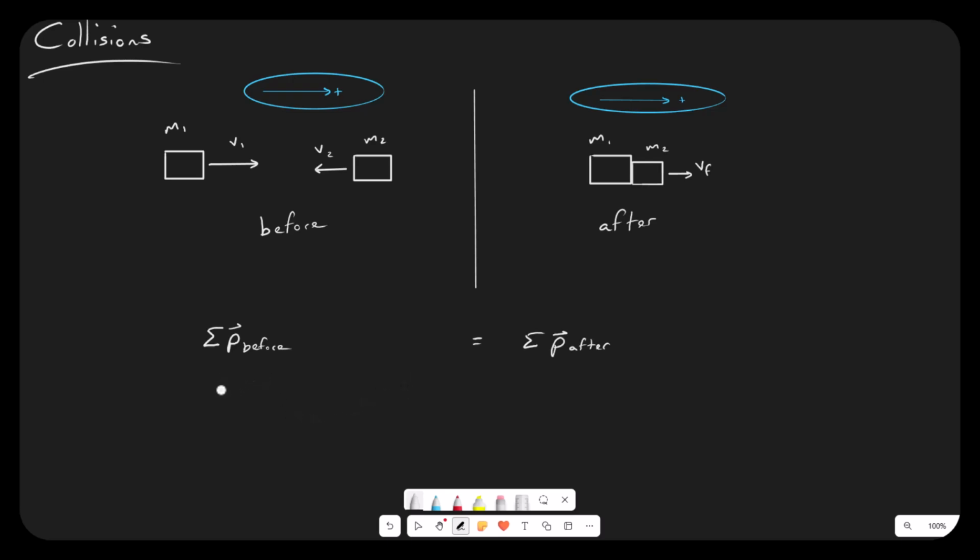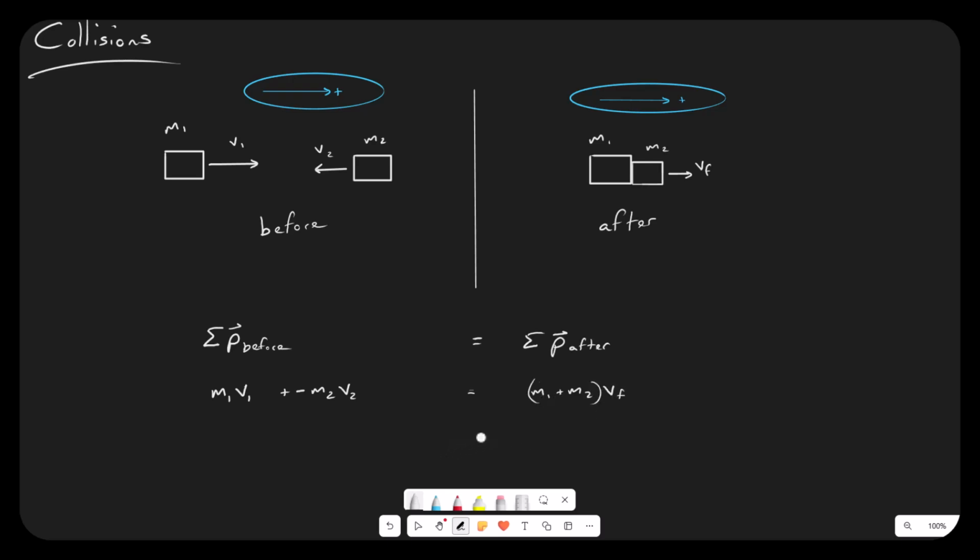Now over here, I would have an M1v1 and I would have an M2v2, but because mass 2 is moving to the left, this guy's going to pick up a minus sign. Over here, these are stuck together, so I'm going to get the total mass times v final.